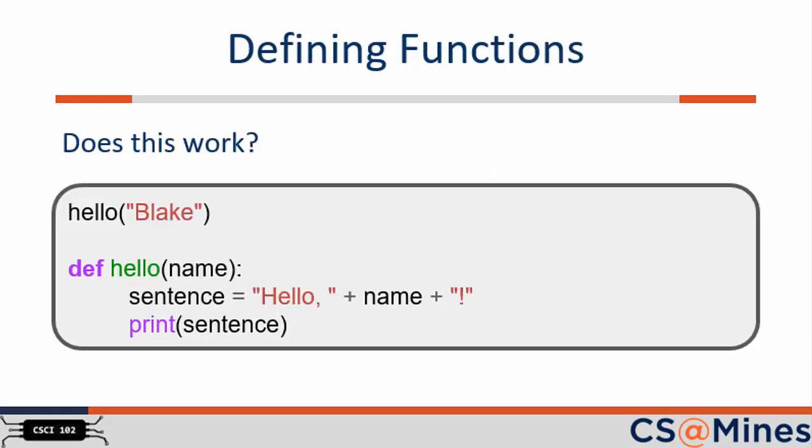Let's take a look at one more program with a function. Does this code work? This code won't actually execute, and the reason why may not be obvious to you. In Python, we cannot call a function prior to defining the function. You'll want to keep this in mind as you're writing your Python programs.